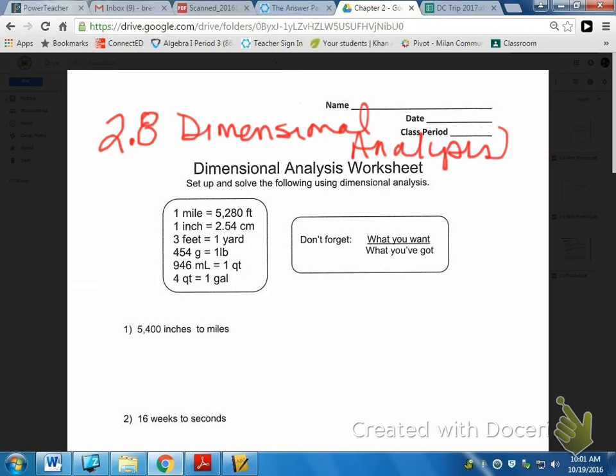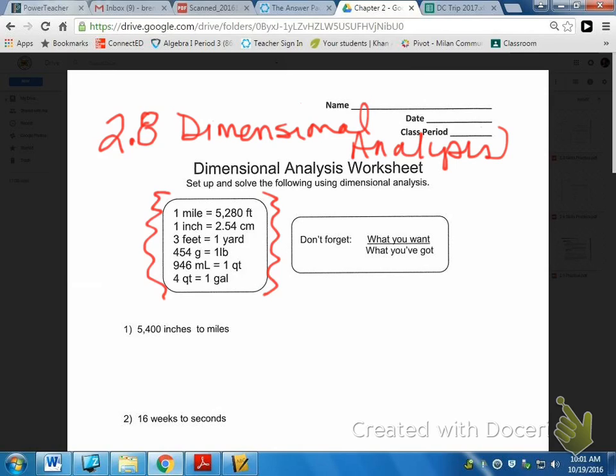That's basically where I remember learning this when I was in high school. So we'll start with number one. Number one, we need to change 5,400 inches to miles. On the top of this worksheet that is going to be in your folder, there are some conversions that you need. Of course, there are a lot more in the world that you might have to know, but those will get us through what we're doing here today.